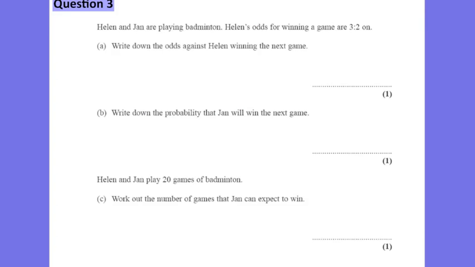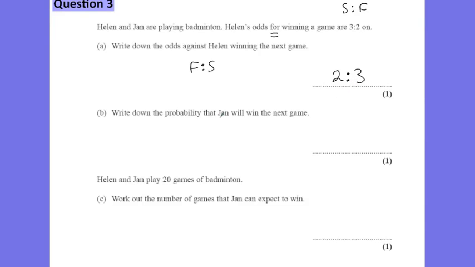Question number 3. Helen and Jan are playing badminton. Helen's odds for winning a game are 3-2. For winning a game, success to failure, so 3-2. Write down the odds against Helen winning the next game. Against is failure to successes. So we must flip our ratio, 2 to 3.